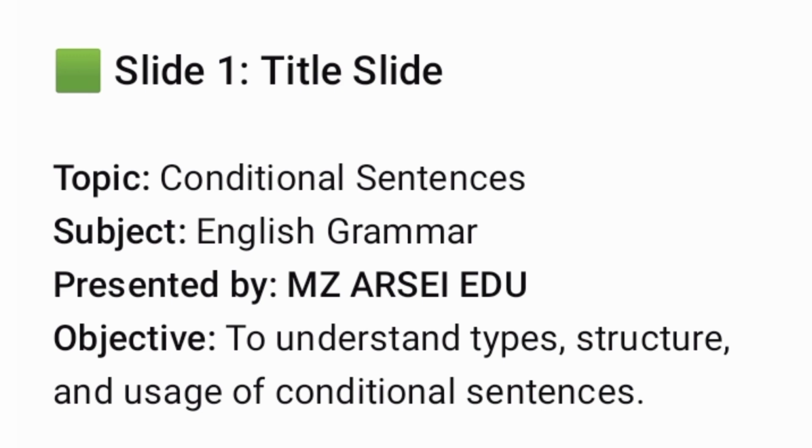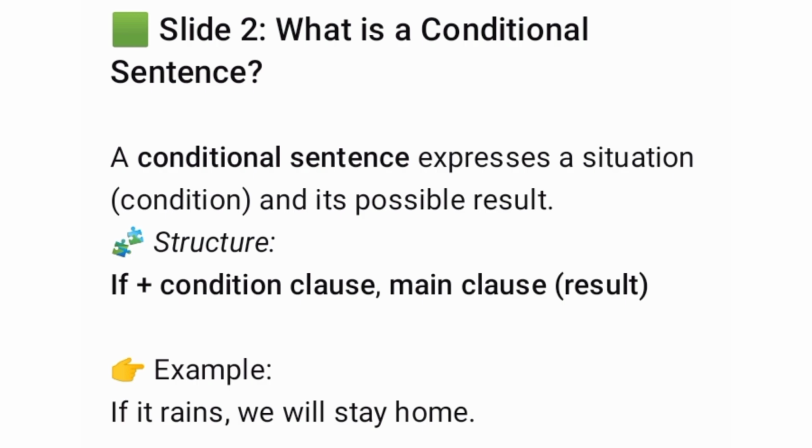First and foremost, what is a conditional sentence? A conditional sentence expresses a situation or condition and its possible results. Whenever you discuss the conditional sentence, keep these things in your mind: it is situation-based, it is conditional. If that condition is fulfilled, the possible results will come out.